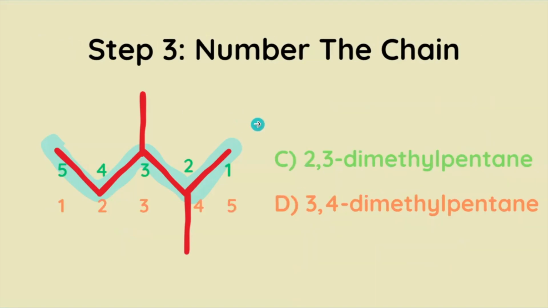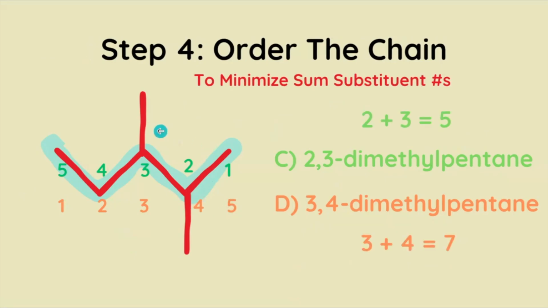Next, we want to number our chain. It could be 1 to 5 or 1 to 5. But then we have to order the chain. We have to choose which direction of counting is appropriate based upon the fact that we want to minimize the number of the carbon to which our substituents branch off.